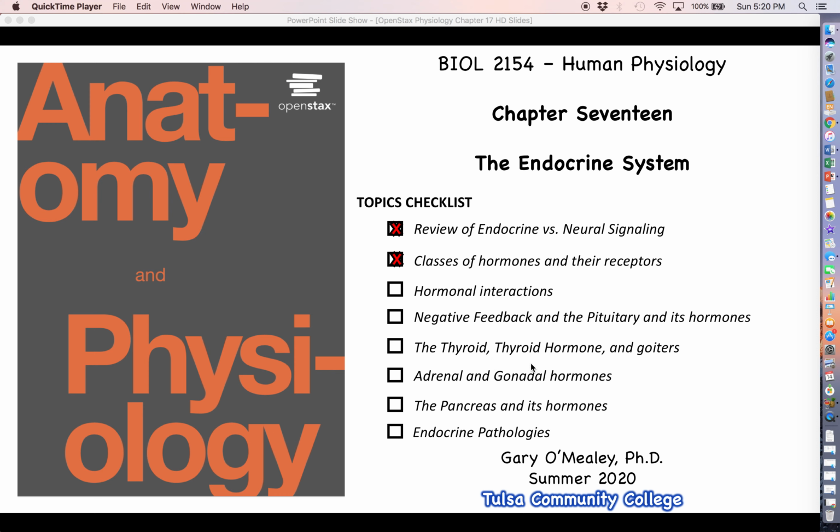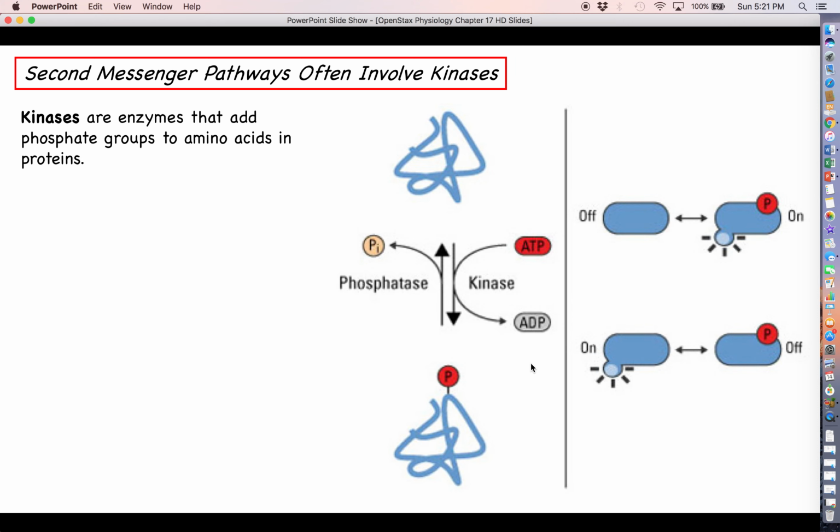So, what we're going to start talking about now is a little bit of hodgepodge stuff that wouldn't fit in anywhere else, but the main thing that we're going to try to discuss here is interactions that hormones have with other hormones. So, let's go ahead and dig right in.